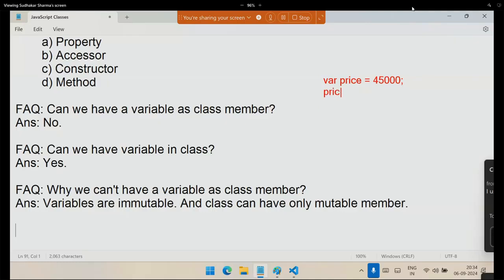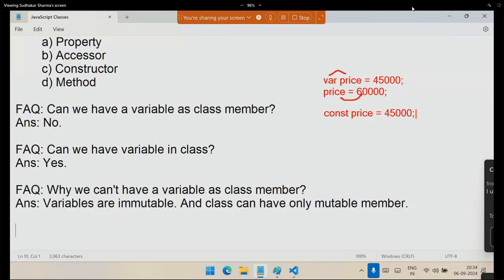Later, if I put price is something, is it valid? It is valid. Why? Because you are declaring with var. Var allows assignment. We don't want to assign. Then what do we have to do? Const. Const price. Now it will not allow assignment.